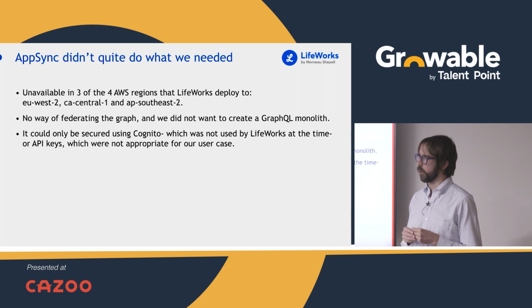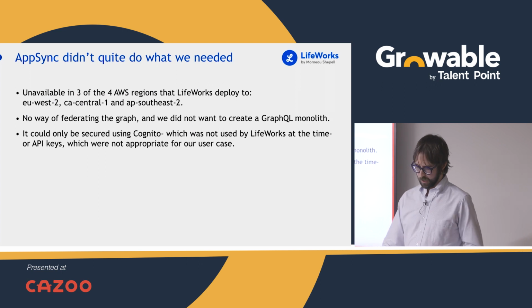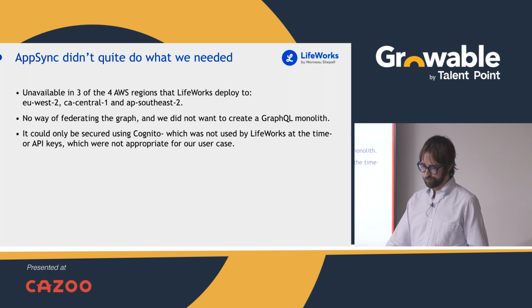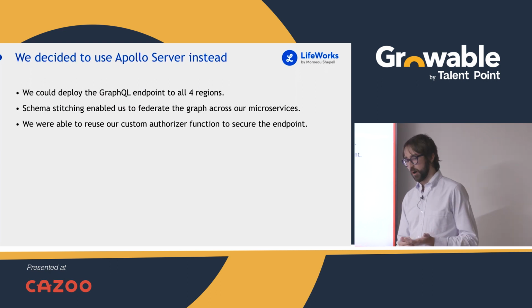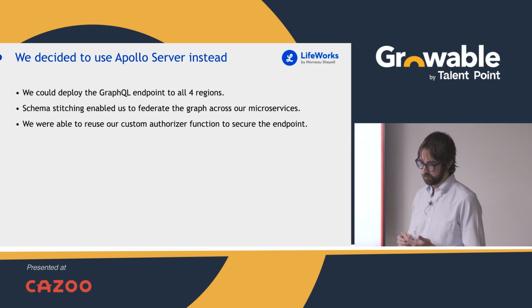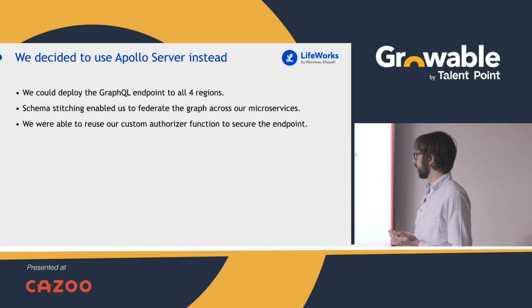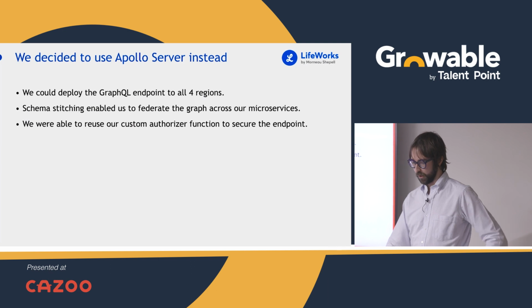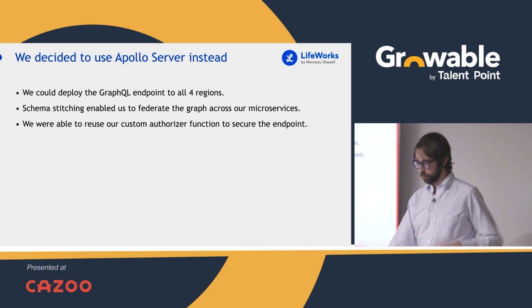So we wanted it so that different microservices could own their own portion of the graph. And it was very heavily leaning towards AWS's security, like Cognito, which we weren't even using. We ended up using Apollo Server instead, which is probably the most popular open source GraphQL stuff out there. And that meant, yeah, we could go to all 4 regions, we could federate the graph.